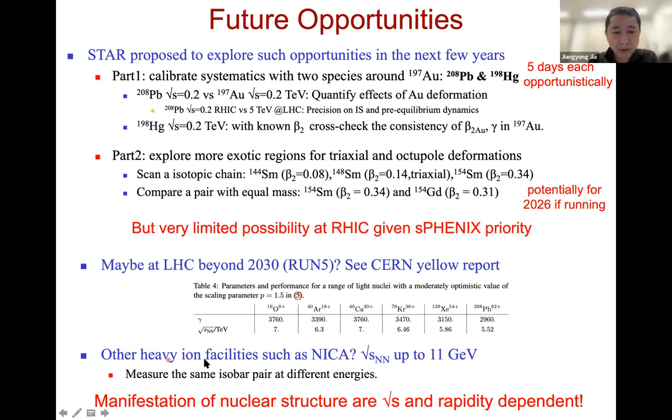We can also look into other Hadron facilities like NICA, right? Energy is a little bit low, but it may be enough. You can produce several hundred particles in DND ETA, and maybe you can learn something. Because another interesting question is how the nuclear structure manifests itself, and maybe it is energy and rapidity dependent, right? So it may be interesting to do this at NICA as well.